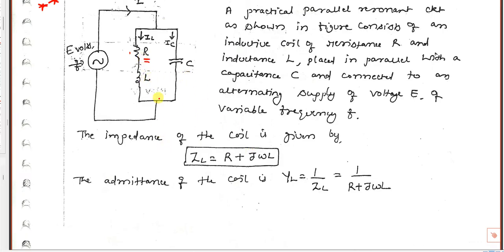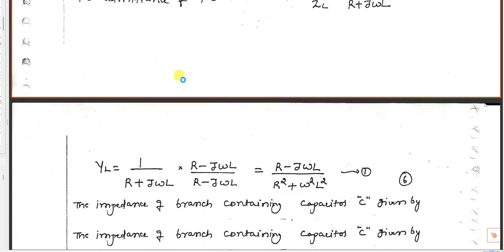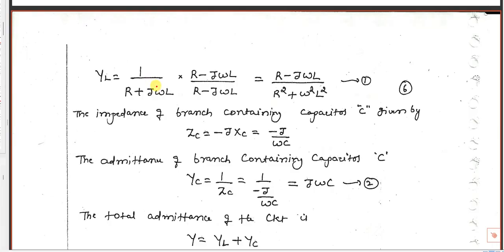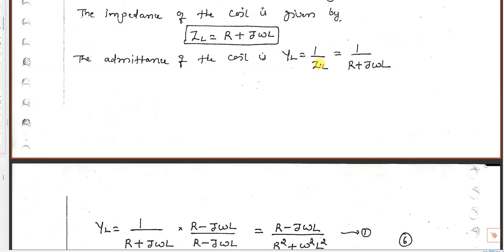You take the reciprocal of that, because in a parallel circuit you have to consider admittance. So the admittance of the coil YL is equal to the reciprocal of the impedance of the coil, that is 1 by ZL. We have ZL equal to R plus j omega L, so YL is 1 by R plus j omega L. Similarly, for this inductance branch we calculated the admittance of the coil. Similarly, you have to find the admittance of the capacitance. Before that, we have to rationalize and separate the real part and imaginary part.